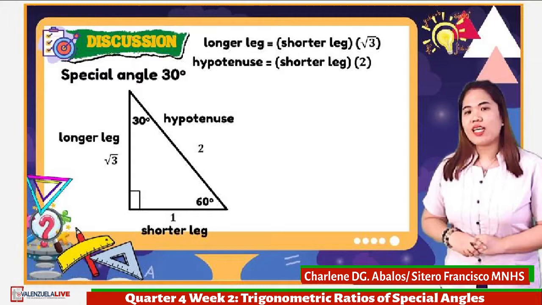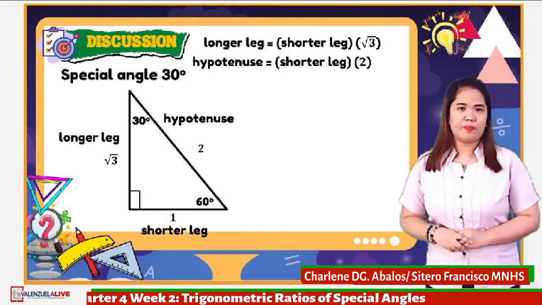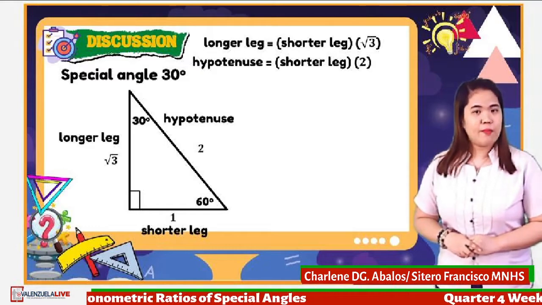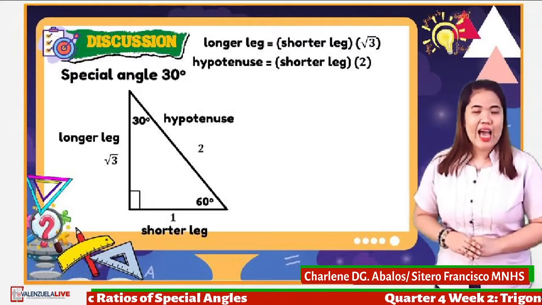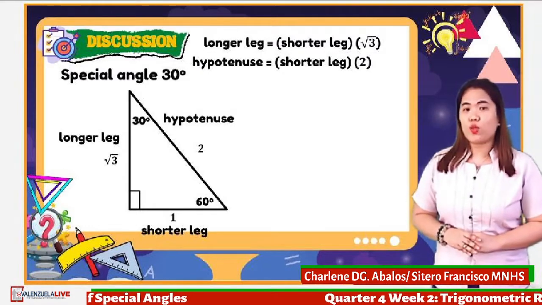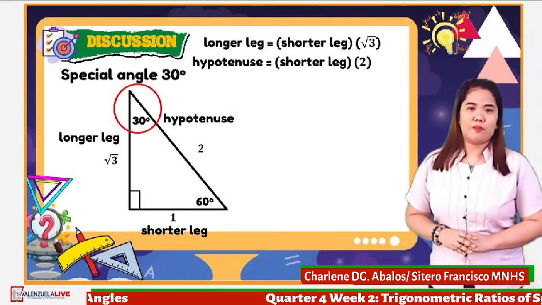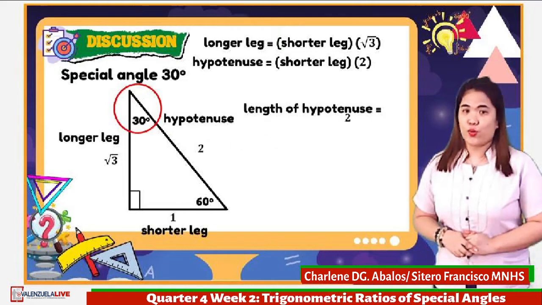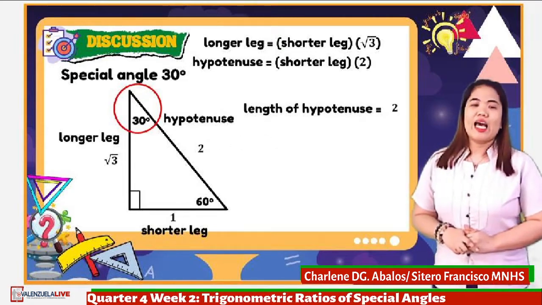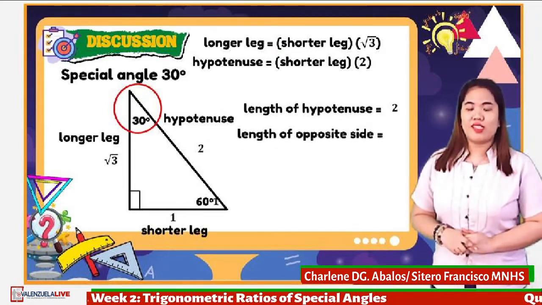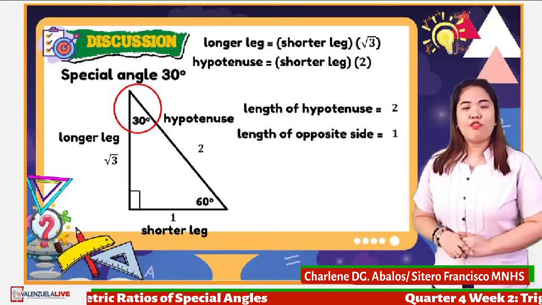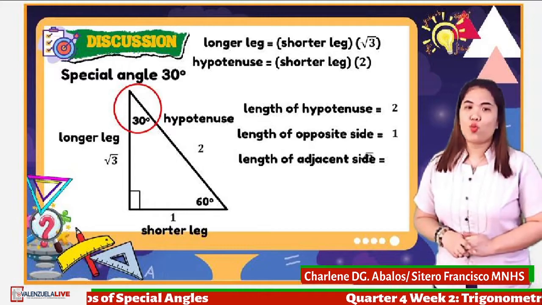Let's determine the six trigonometric ratios. Identify the length of the opposite side, adjacent side, and hypotenuse with respect to the 30 degrees angle. The length of the hypotenuse is 2. The length of the opposite side is 1. And the length of the adjacent side is square root of 3.